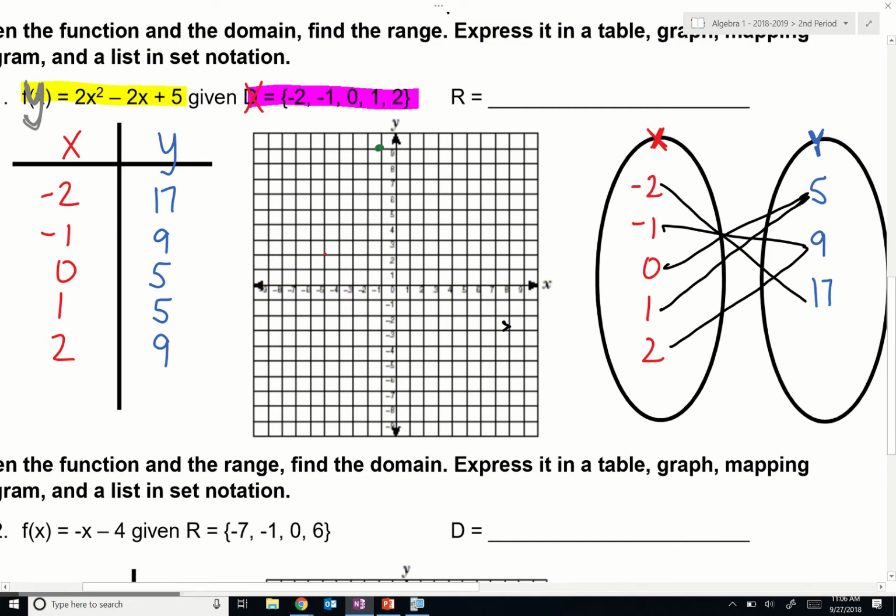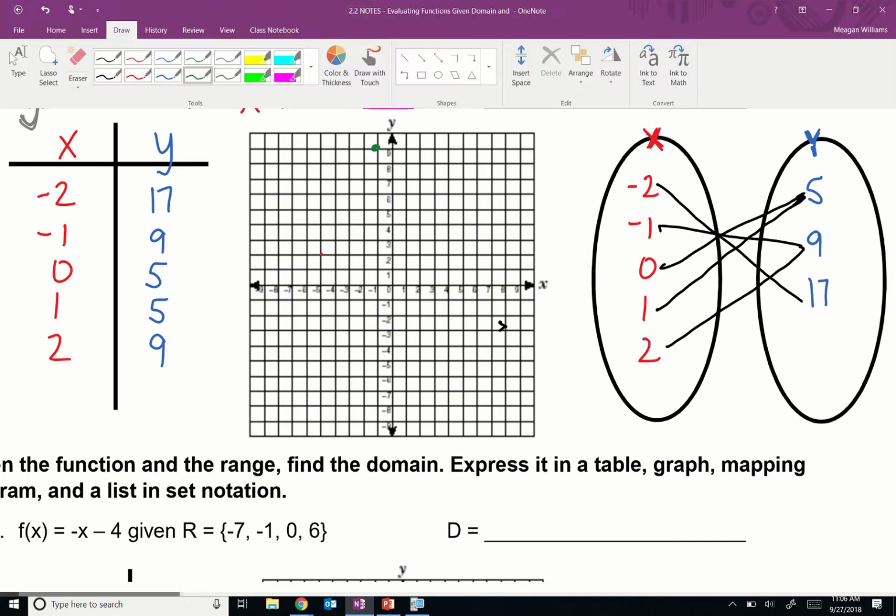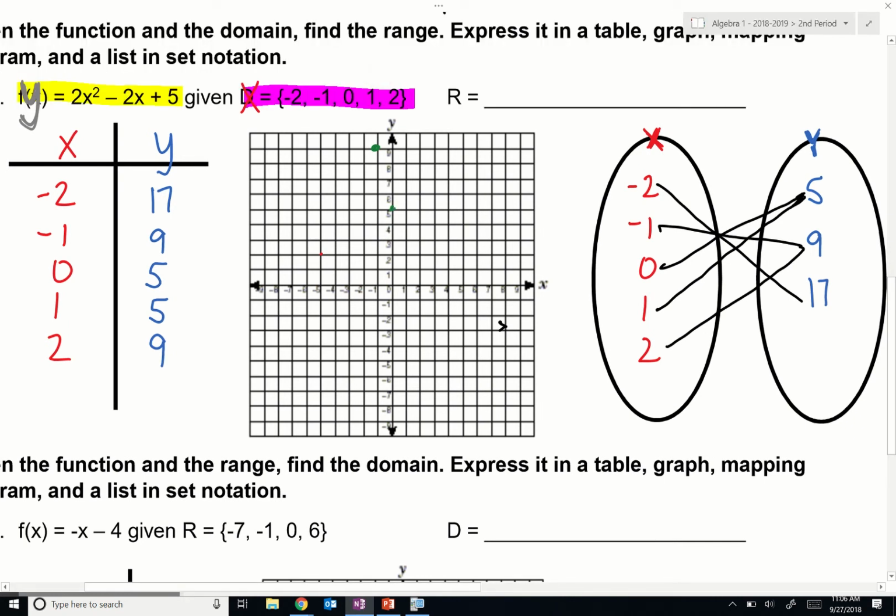Okay. Then 0, 5. Are we going to go anywhere? No, but we are going to jump how far? 5. Okay, and then 1 what? 5. And then 2 what? 9. Okay, do me a favor.